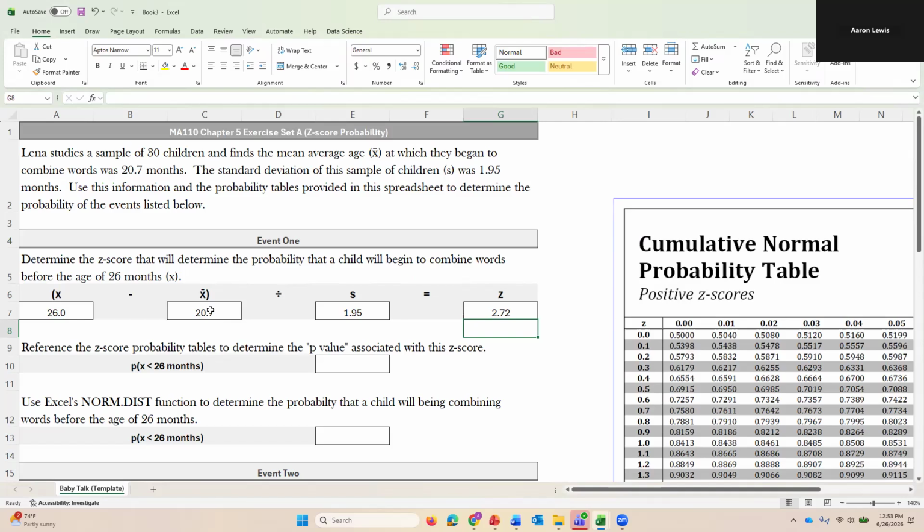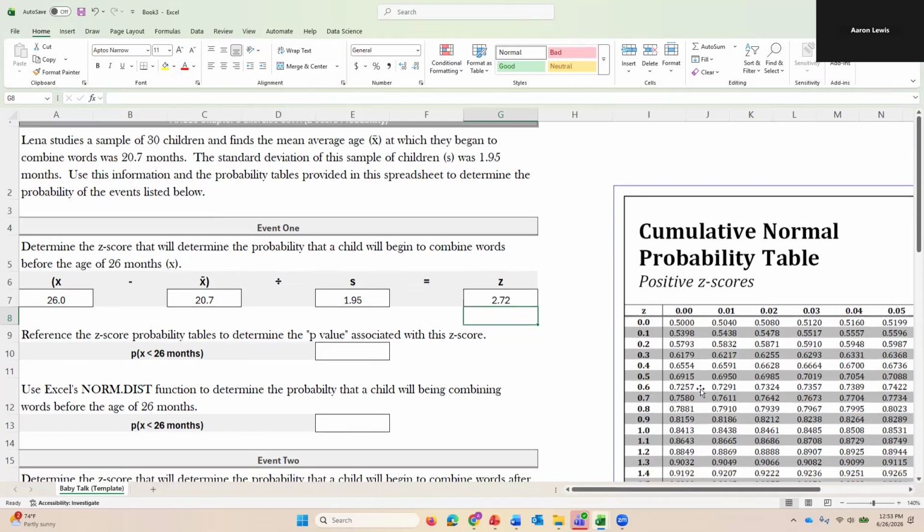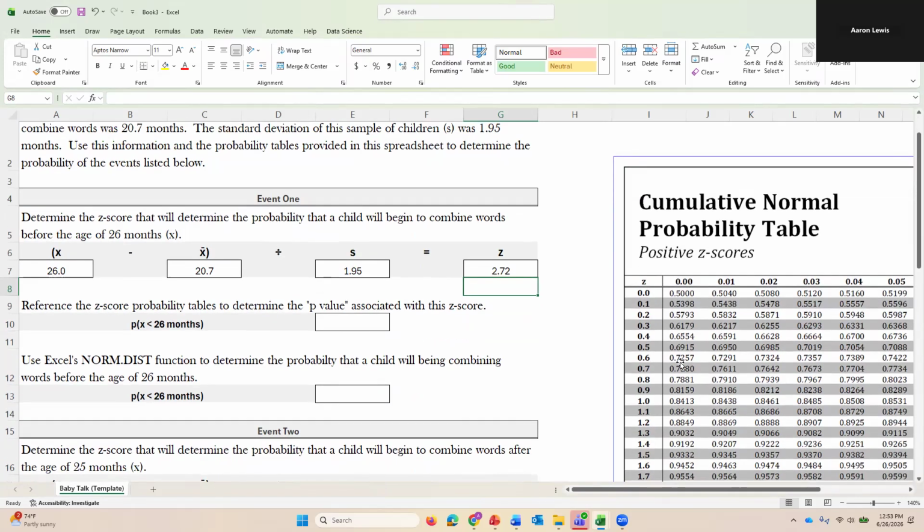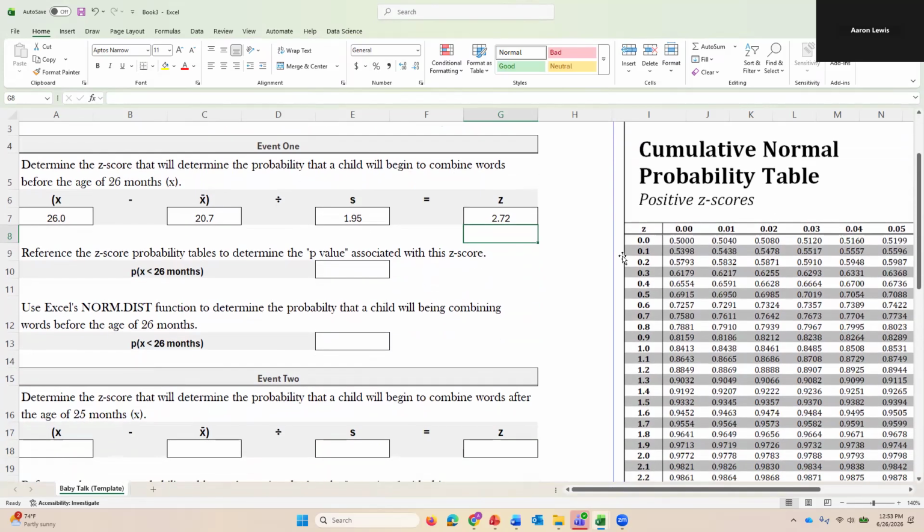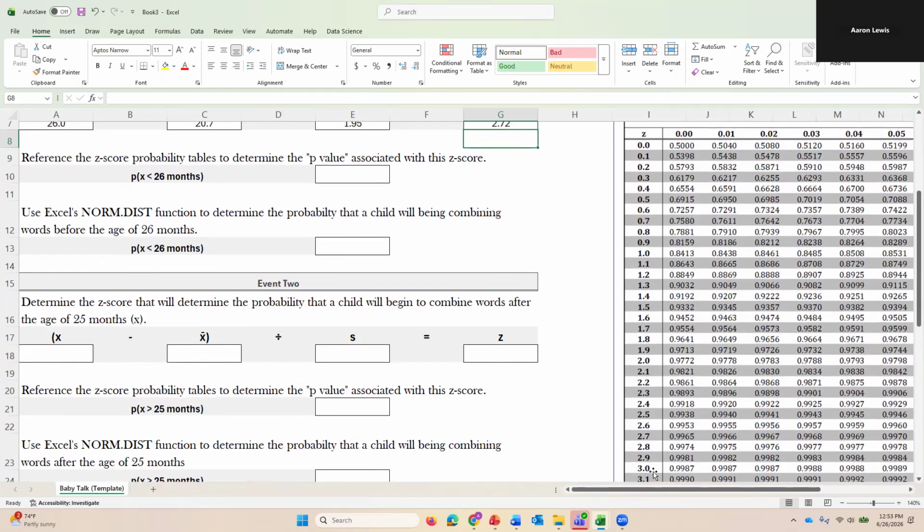But saying it in standard deviations is one thing, let's put it into a probability. And to do so, we have these reference tables, and your homework this week has these reference tables provided. How you use them is the left column is the whole number place and the tenths place. So we have 2.72. We'd have to find 2.7 in here. And then the headers on the columns are the hundredths place. So what I need to do to find 2.72 is go down to 2.7 and then go over to 0.02, and that's 0.9967. So the P that X is less than 26 months is 0.9967.